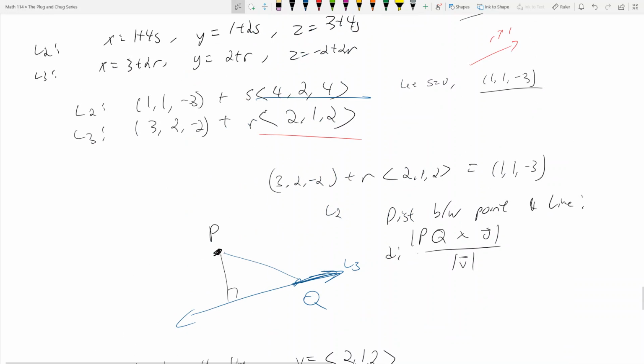You pick a point on one of them, pick a point on another one, and then you use the vector on the other one as V, and then you calculate the cross product. So one good exercise to do then is pick a point on L3, and use this vector (4, 2, 4) instead, pick a point on L2, and use this vector (4, 2, 4) instead of (2, 1, 2), and see if you get the same answer. And you should, right? Because parallel lines, it shouldn't matter which point I treated as the point in space, and which line I treated as the line that we're trying to find the distance to.